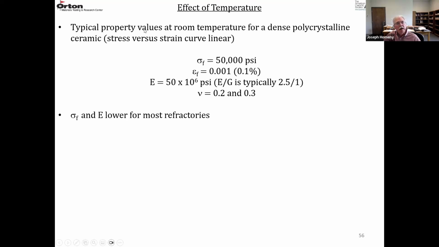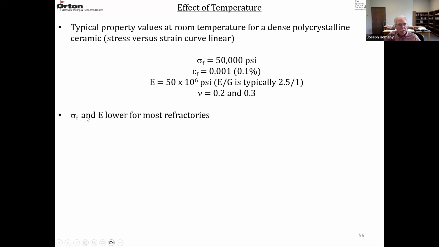So if we start out at room temperature and we're looking at a dense polycrystalline ceramic, the stress strain curves are going to be linear, and typical values of strength might be about 50,000 psi. The strains to failure are going to be low, 0.001. And for dense ceramic materials, E is about 50 million psi. The ratio of E over G is usually about 2.5 to 1, so G is less than half of E. And Poisson's ratios are about 0.2, maybe up to 0.3.